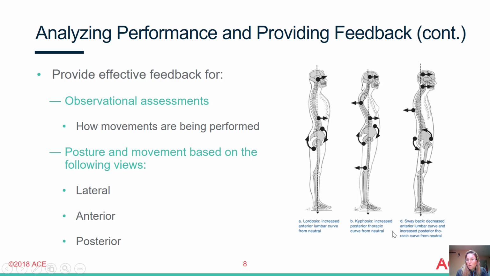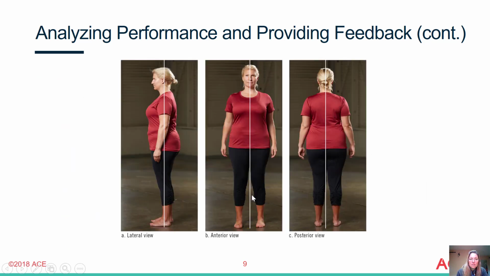And then sway back is another one where you have that decreased anterior lumbar curve and increased posterior thoracic curve here. So it's kind of like the kyphosis, but not quite as defined as the kyphosis is. So simple observations that we can make are from the side, lateral, just looking at a person, from the front, anterior, and then even from the back. So I encourage you to maybe take a family member or a friend, someone at home, and take a look at them from each view.